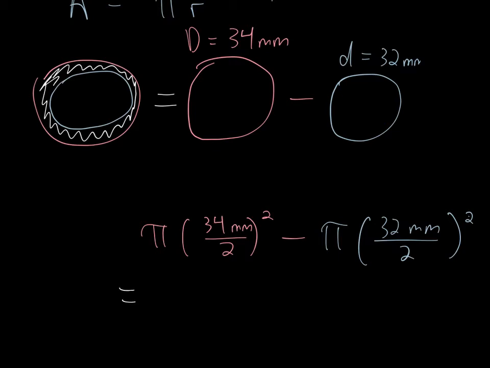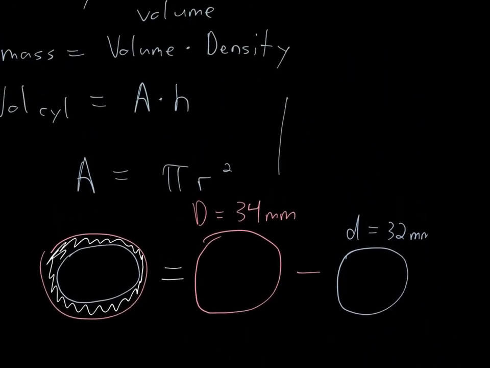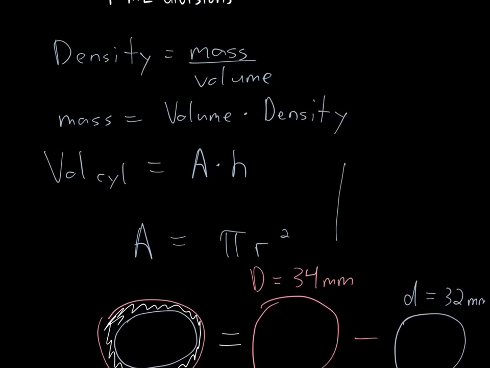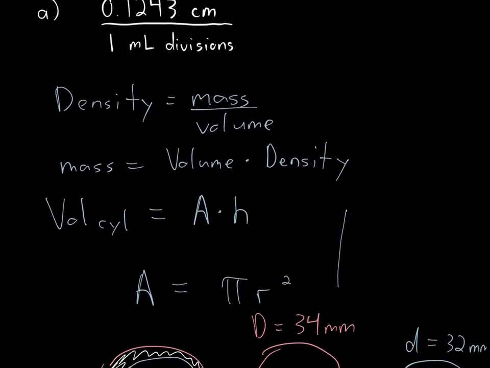We actually get that the area of our circle is pi times, let's see, 17 squared, that equals 289, minus 16 squared. That goes to 33 millimeters squared. So we would get 33 millimeters squared times pi as the area of our cylinder. So if you plug back into the formula above, let me scroll up to get it, mass equals volume times density.